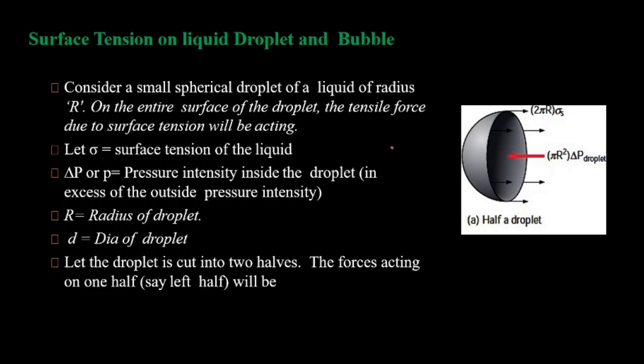Let sigma be the surface tension of the liquid, P be the pressure intensity inside the droplet, R is the radius of the droplet, D is the diameter of the droplet. Let the droplet be cut into two halves. What are the forces acting when the drop is cut equally by half? One force comes at the circumference, and along with that, there is an area, and another force comes on it. So we will get two forces acting on the half of the liquid droplet.